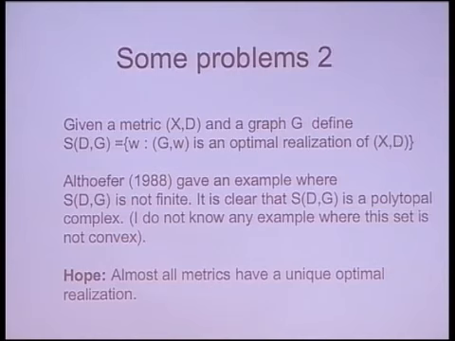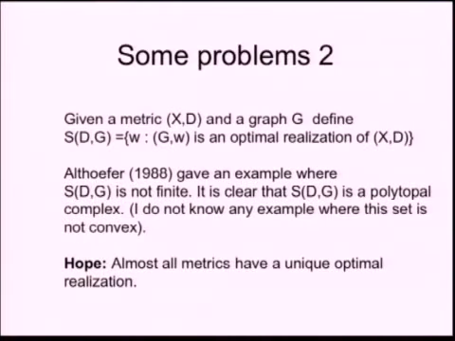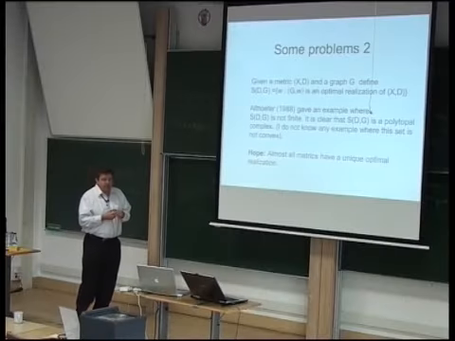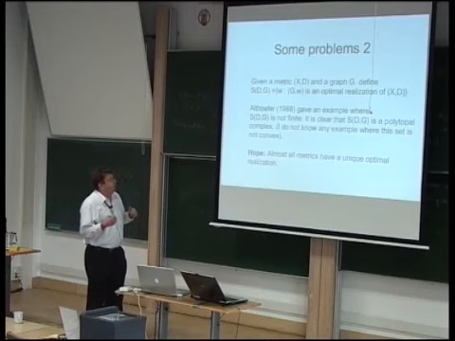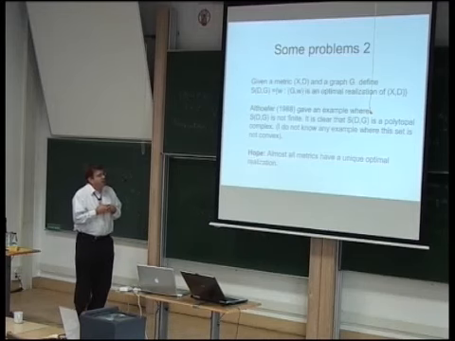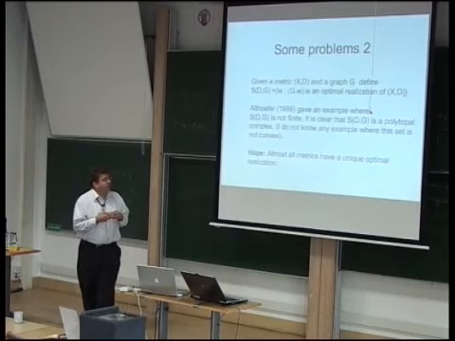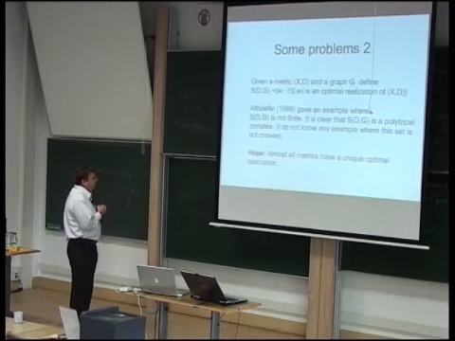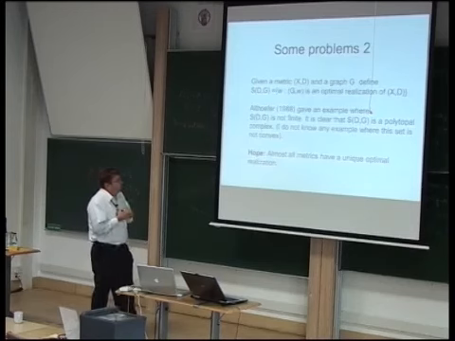And then there was another problem, that you cannot have only 2, you can have infinitely many different ones. So there was another problem. What you can define, if you have a given metric x, d and a graph such that the vertex set contains x, is the set of weights on this graph such that this gives an optimalization for your metric. And Althöfer in 1988 gives an example where this set S(d, G) is not finite.